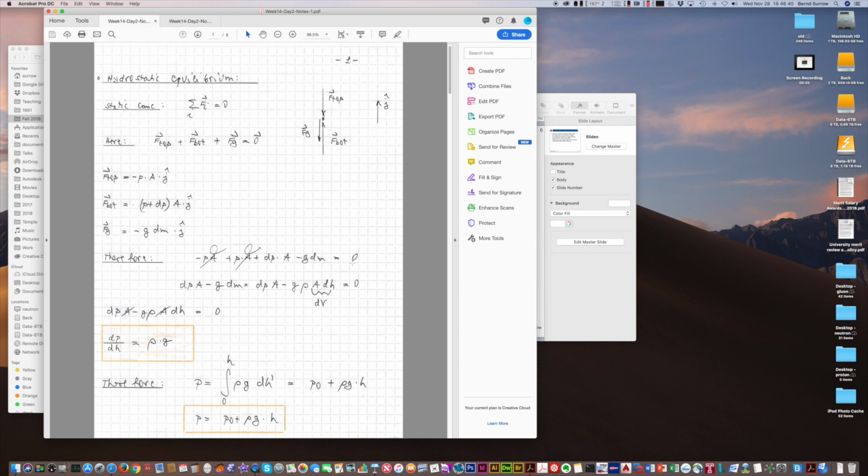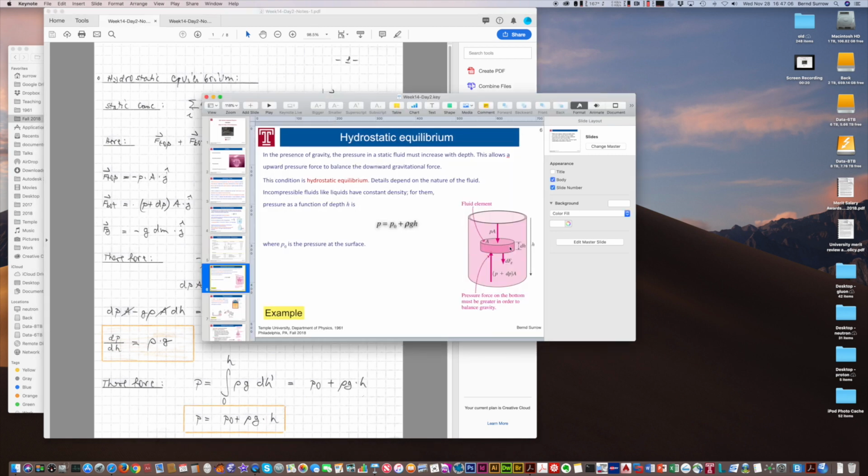Therefore, minus PA and PA cancel out, and what you have left is dP times A minus g times dm equals 0. Therefore dP times A equals g dm. We can now replace the mass by calculating this using density. The mass is therefore the density rho times the respective volume, which is A times dh. This little height dh times this area is the volume.